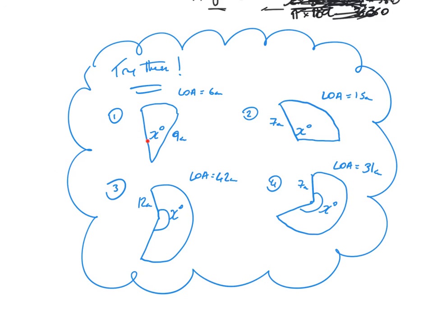Okay, so now you're going to try these four. First one, you're looking for the angle x degrees. The radius is 9, the length of arc is 6. Second one, the radius is 7, the length of arc is 15. Third one, the radius is 12, and the length of arc is 42. And finally, the fourth one, the radius is 7, and the length of arc is 31. So take your time, rewind the video if need be to make sure that you've got them. Four examples, have a go.